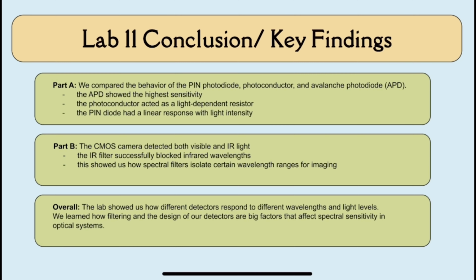In Part A, we compared the PIN photodiode, photoconductor, and avalanche photodiode. We saw how each responds differently to light intensity, with the APD being most sensitive and the PIN showing a linear response. In Part B, the CMOS camera detected both visible and infrared light, and the IR blocking filter removed the infrared portion. Both of these results showed us how detector design and filtering control a system's overall spectral sensitivity.